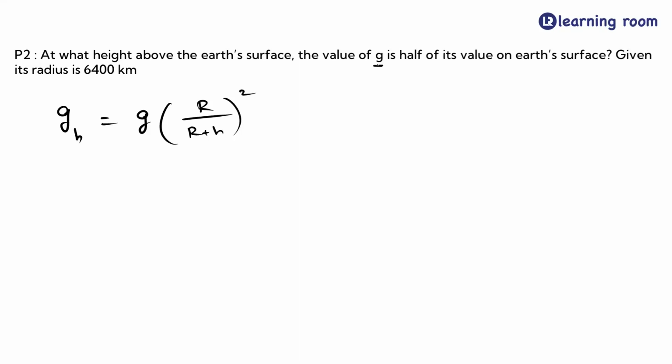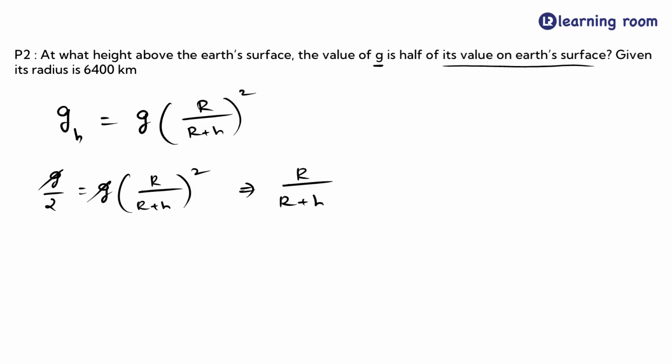The value of g is half of its value on the earth's surface. So here it is going to be g by 2, which is equal to g into R divided by R plus h, the whole square. g and g will get cancelled, which implies R divided by R plus h is equal to 1 by root 2. So root 2 R is equal to R plus h, which implies h is equal to root 2 minus 1 into R. Did you all get this answer? Yes, sir. Very good.